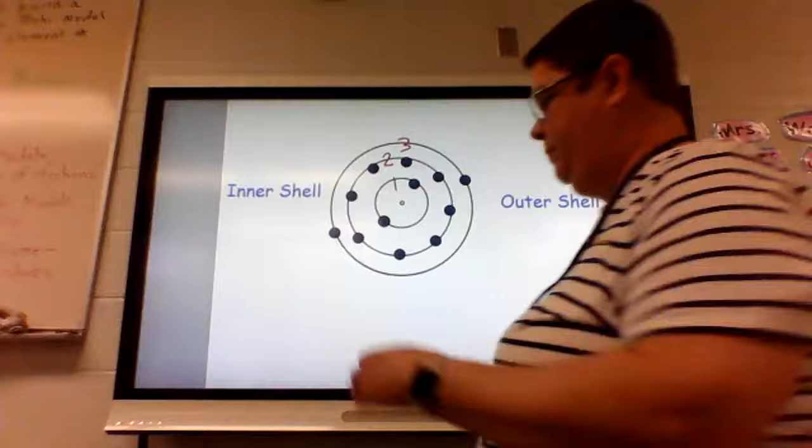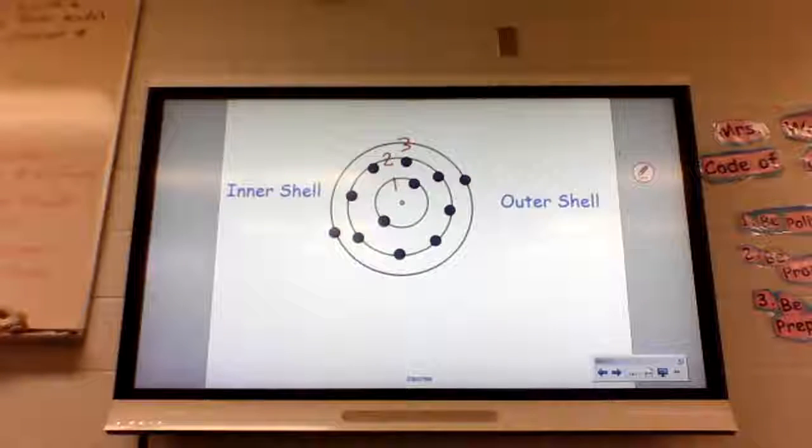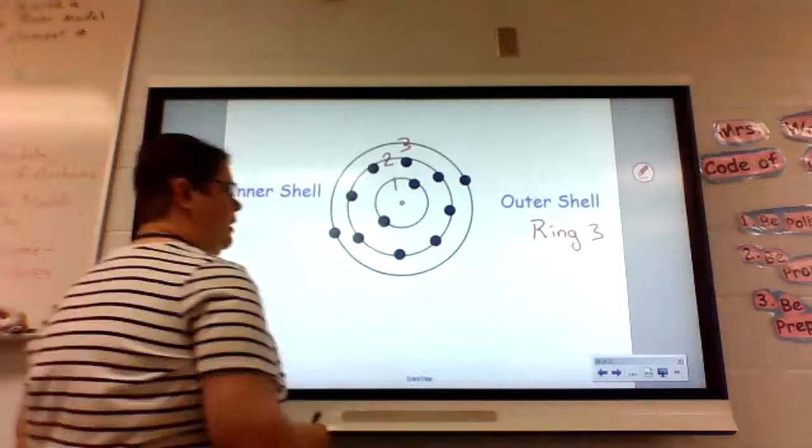All right. So if that's rings 1, 2, and 3, what's the outer shell? Okay, so the outer shell is ring 3. All right. What's the inner shell?